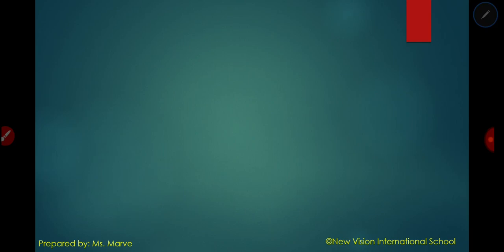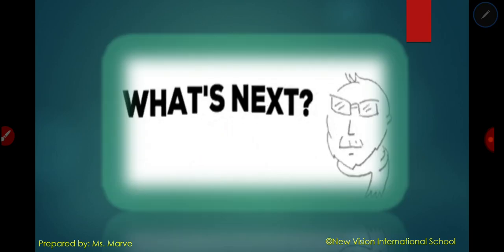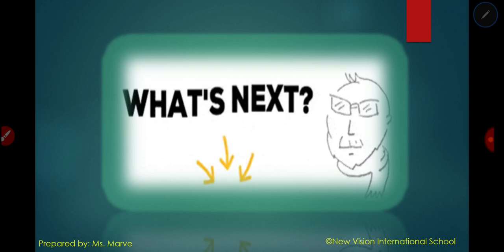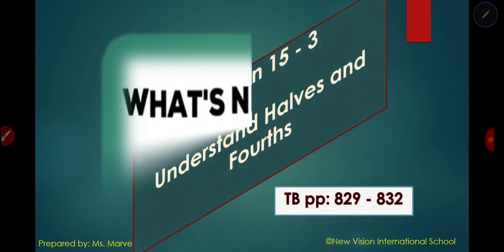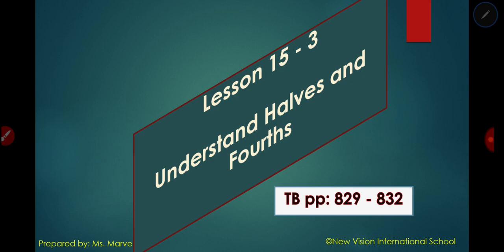Okay, here we are going to think. What do you think is our next lesson? If you are with your books, I know you know what page we are on, right? Okay, so let's try to read our lesson for today. We are now on Unit 15, Lesson 3. Understand halves and fourths. You can open your book on page 829 and we will end at 832.